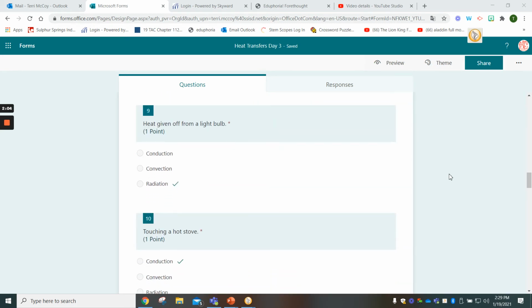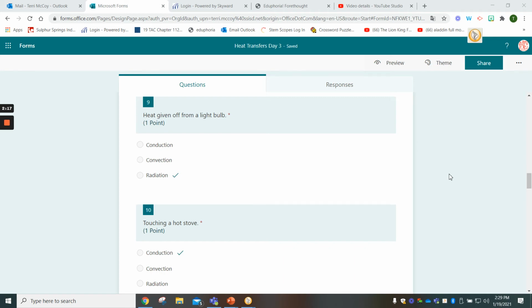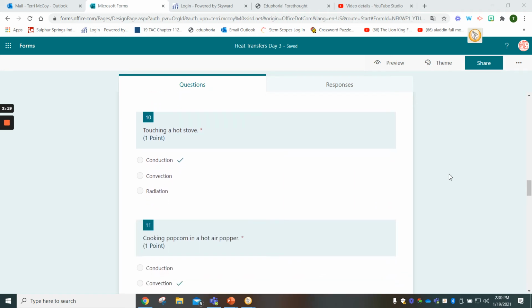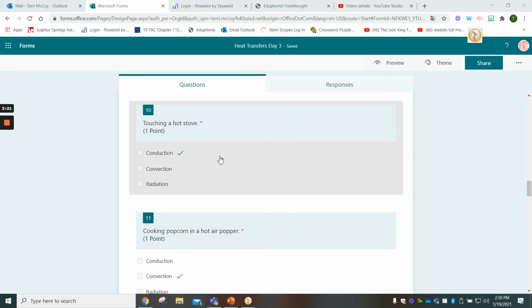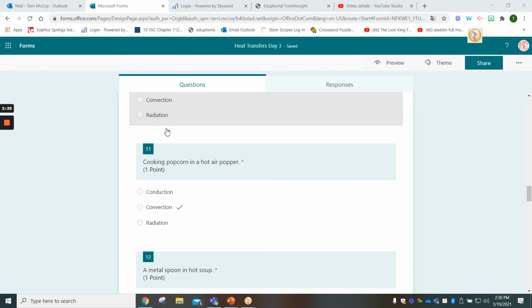Next, we have heat given off from a light bulb. Same way as with a fire, you don't have to touch the heat from a light bulb. You can just hold your hand relatively close to it and feel that warmth. And if you're not touching and you can feel the heat, that is radiation. Next, we've got touching a hot stove. So, is that conduction, convection, or radiation? That is conduction, and it gives it away right there where it says touching, and conduction is all about the direct contact or touching.